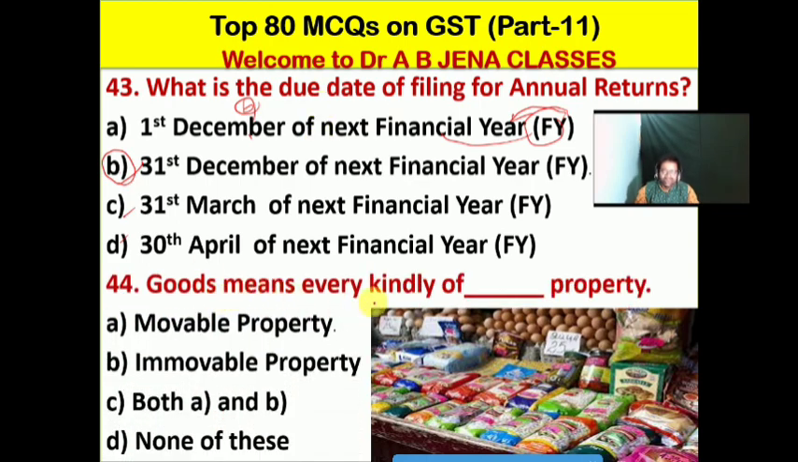So goods means every kind of what type of property: A, movable property; B, immovable property; C, both A and B; D, none of these. Friends, so A is the right option for this MCQ as per the GST law. So goods means every kind of movable property.